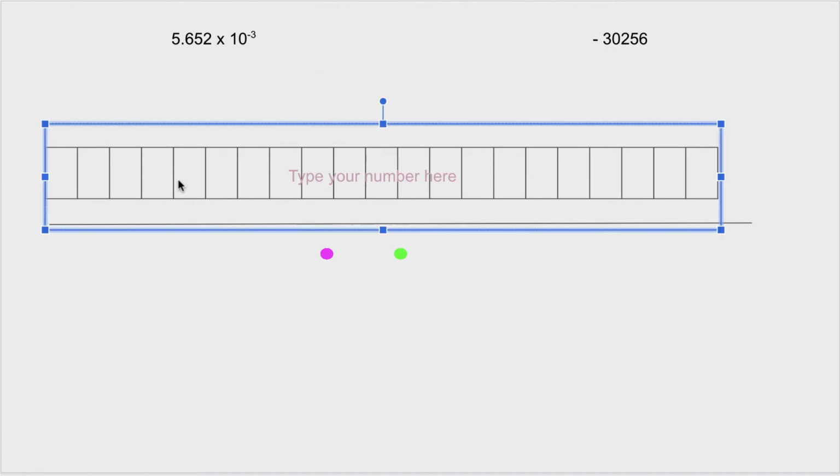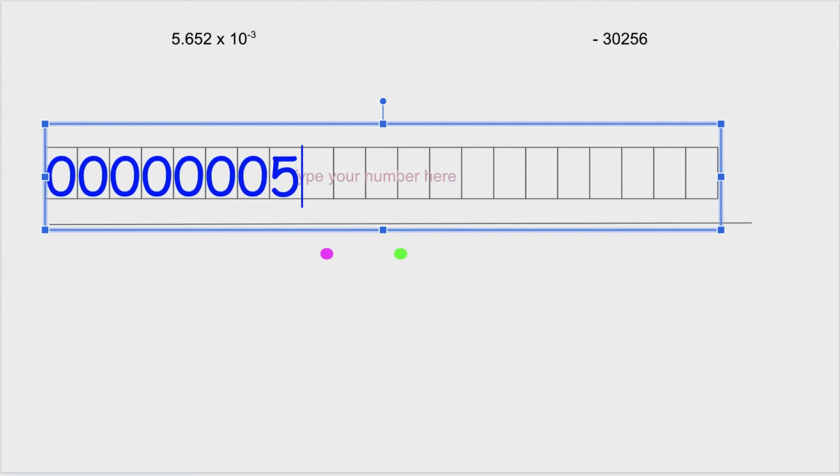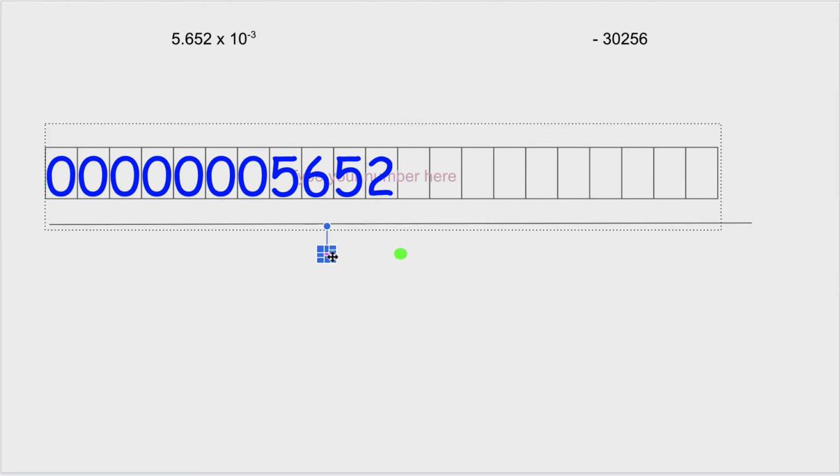So if I wanted to use this tool, I would first go ahead, and I know that because of the negative exponent, I'm going to be moving to the left. So I'm going to put in zeros and then 5, 6, 5, 2. Okay, so each box represents a place value. So I'm going to place the current decimal point, and I'm going to use pink for that.